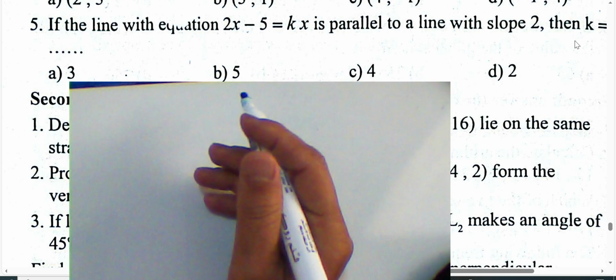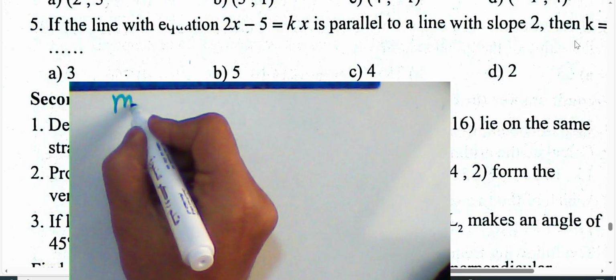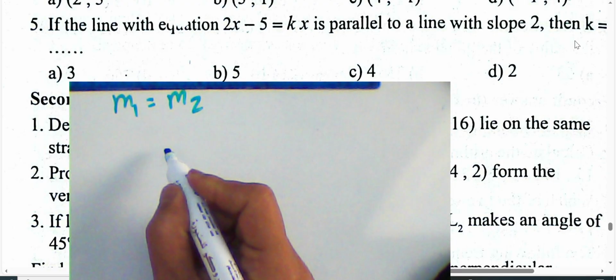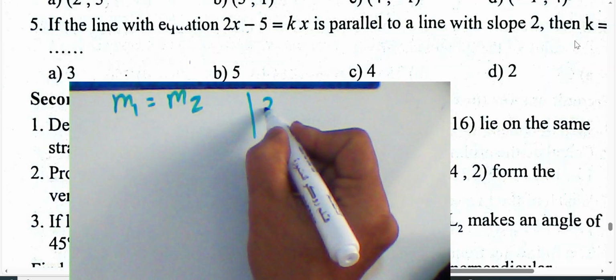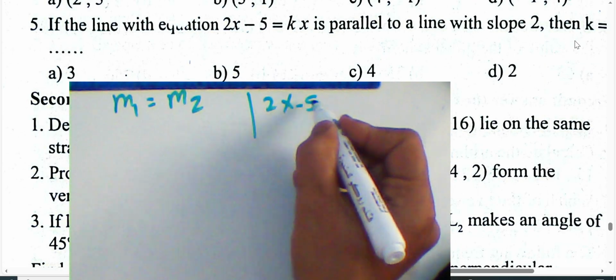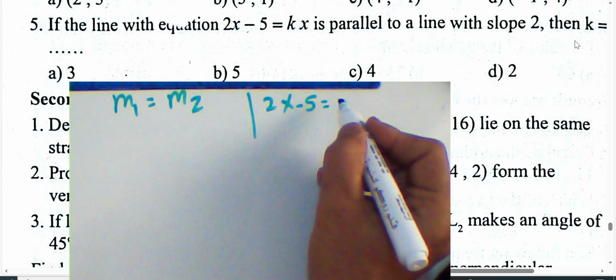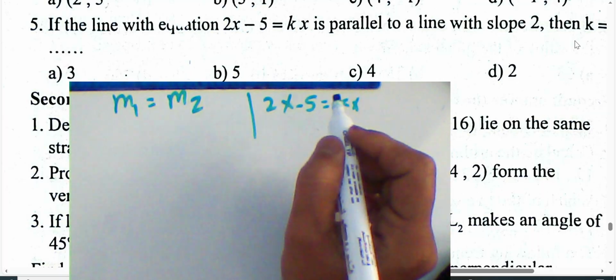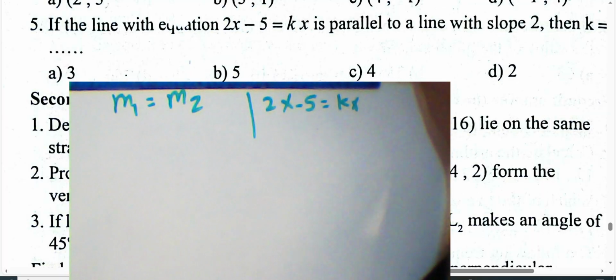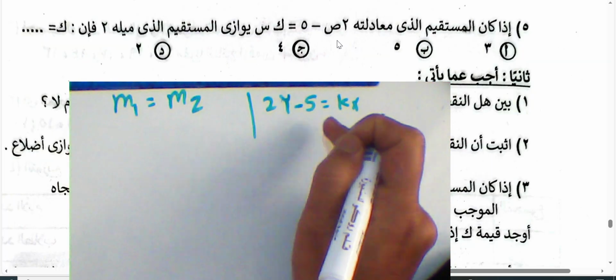Next question, number 5. If the line with the equation 2y minus 5 equals kx is parallel to a line whose slope is 2, then k equals. We know L1 parallel to L2 means slope 1 equals slope 2. We have a mistake here: it's y, not x. You must write 2y minus 5 equals kx.